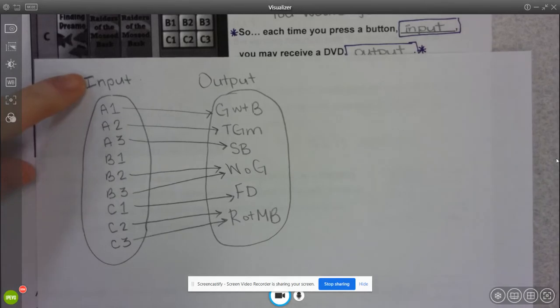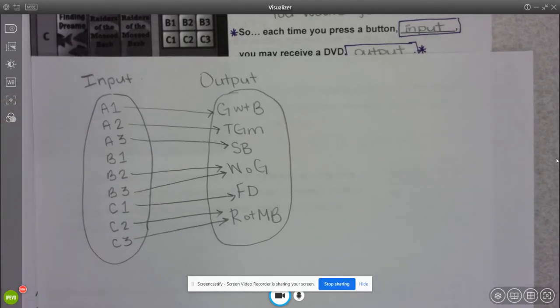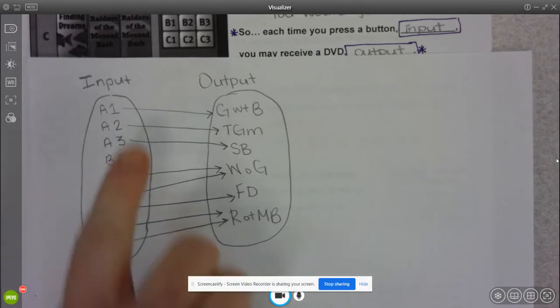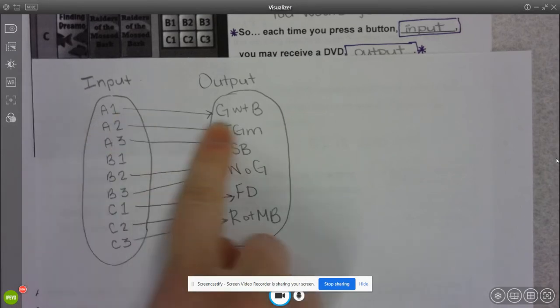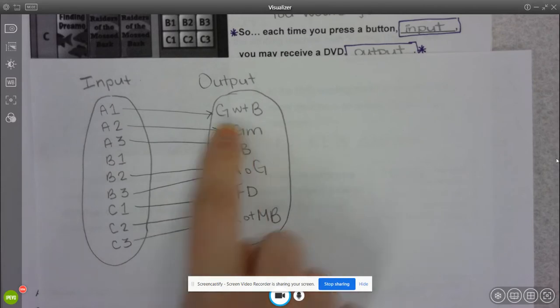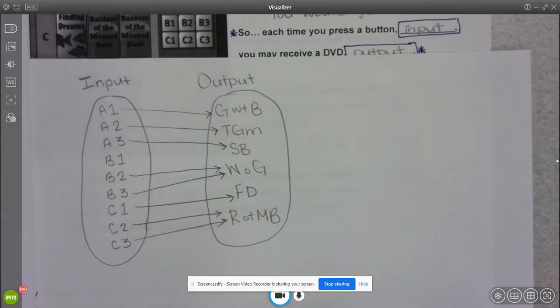So on the left-hand side in that oval, we put our input values. And on the right-hand side, we put our outputs. And then we connect our input with an arrow to the output that corresponds with it. And you'll notice here B1 does not have an arrow because it's sold out and we will not get an output there.